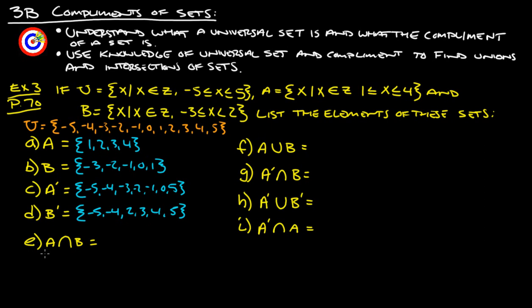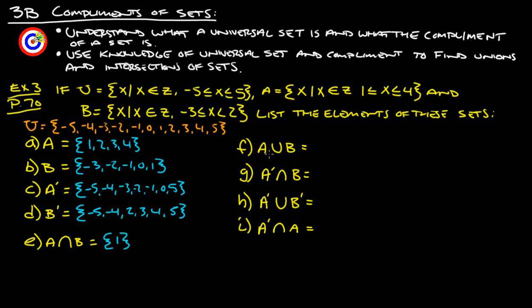Now we can use all this information here to figure out the rest of these problems. So A intersect B, right? That's all the pieces that have to be in both A and B. So set A is 1, 2, 3, 4, and then set B is -3, -2, -1, 0, and 1. The only one these have in common is just 1.